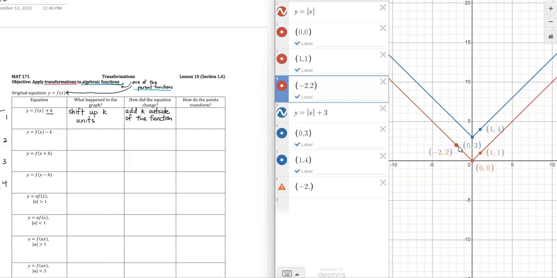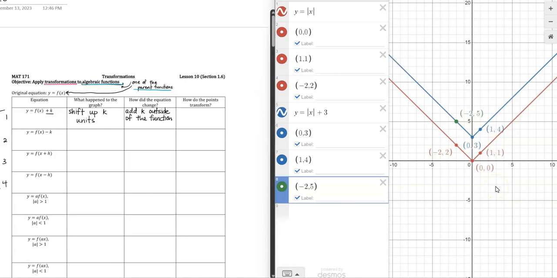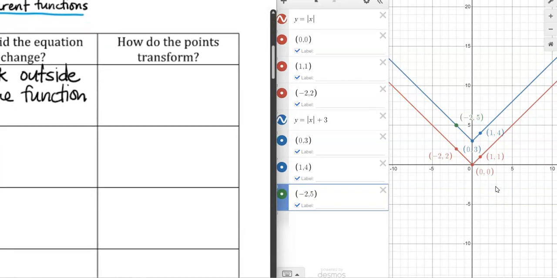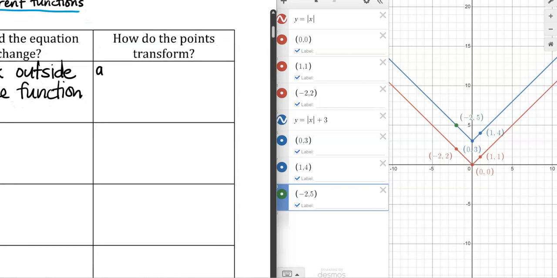We have (-2, 2) on the original graph, but then on the new graph, we now have the point (-2, 5). So what's happening? What's the difference between these points? Well, the points are also moving up 3 units. And for the points to move up 3 units, we need to add k. In our case, k was 3.